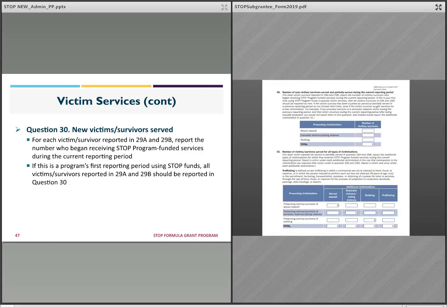In question 30, which is a new question as of 2019, report any victim survivors who were new during the current reporting period. So for each victim survivor reported in 29A and 29B, report the number who began receiving STOP program-funded services during the current reporting period. So if this is a program's first reporting period using STOP funds, all victim survivors they served with that subgrant should be reported in 29A and 29B, and those reported in 29A and 29B should be reported in question 30.